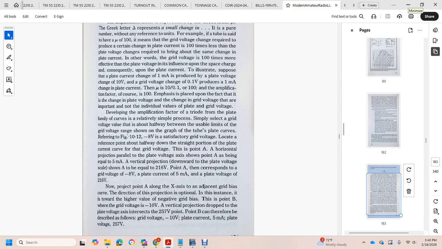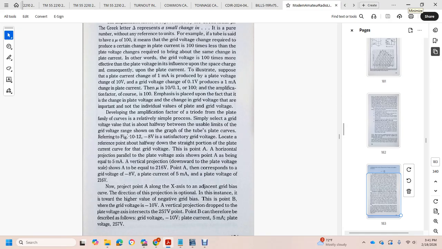On the plate family curve, the process is relatively simple: select the grid voltage value halfway between the usable limits of the grid voltage shown on the graph of the plate curves. Referring to figure 10-12, a negative 8 volt grid voltage is located halfway down the straight portion of the plate current curve. Grid voltage is point A, with a horizontal projection showing plate current at point A equal to 5 milliamps.